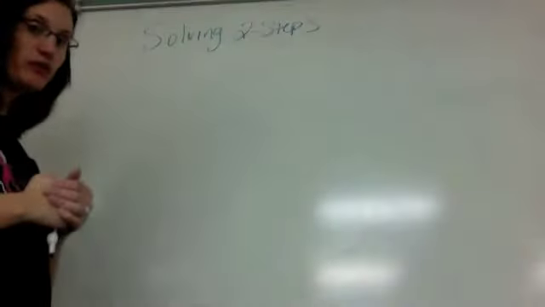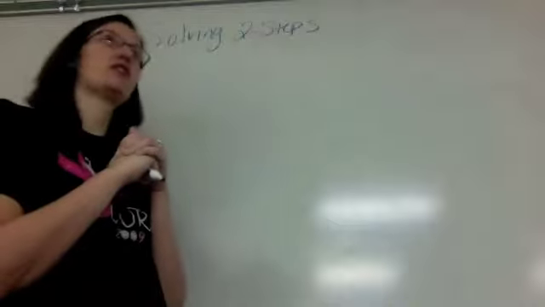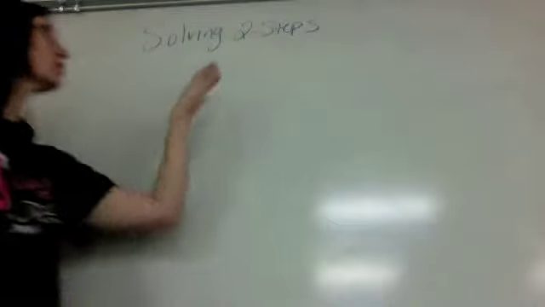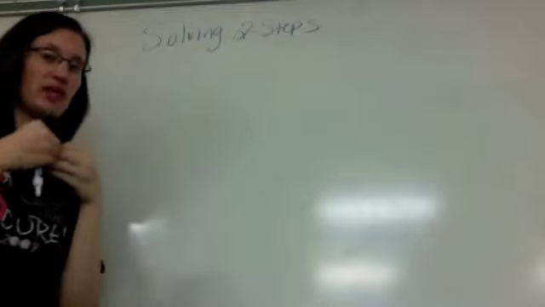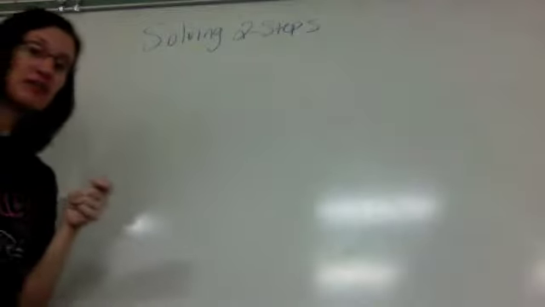Okay, so we have worked with solving a one-step addition and solving a one-step multiplication. Now we are going to work with solving a two-step equation. And what that means is when there's addition and multiplication both in the problem, and you have to undo both.